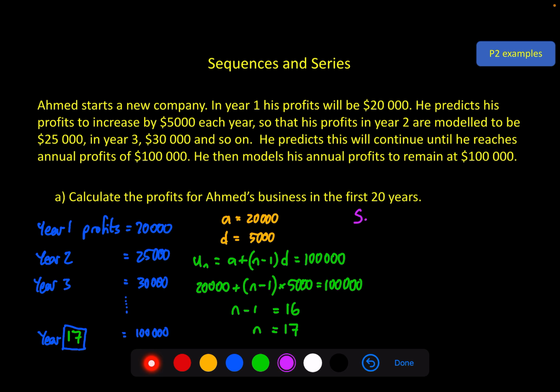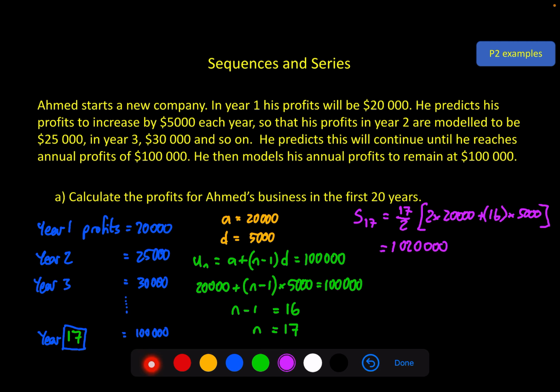So let's find the sum of the first 17 years of this sequence. And that will be 17 over 2, times 2 times a, which is 20,000, plus n minus 1, 17 minus 1 is 16, times d, which is 5,000. And if I put all of that on my calculator, I get the answer 1,020,000.